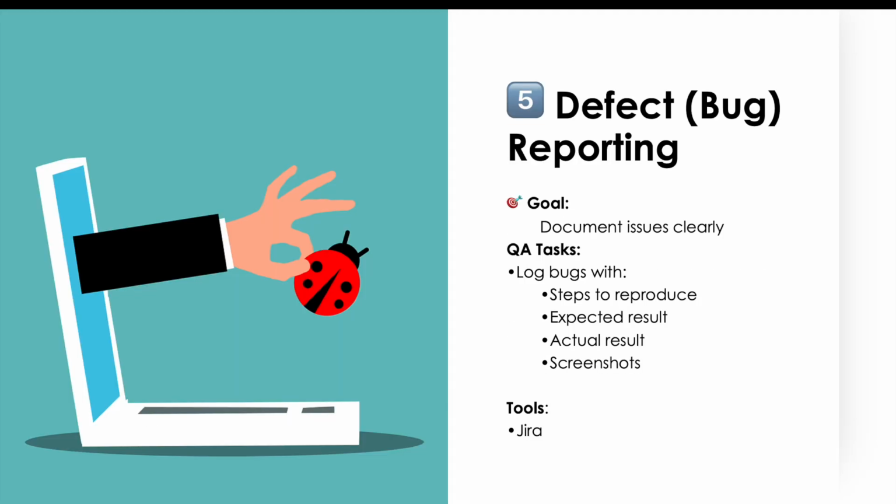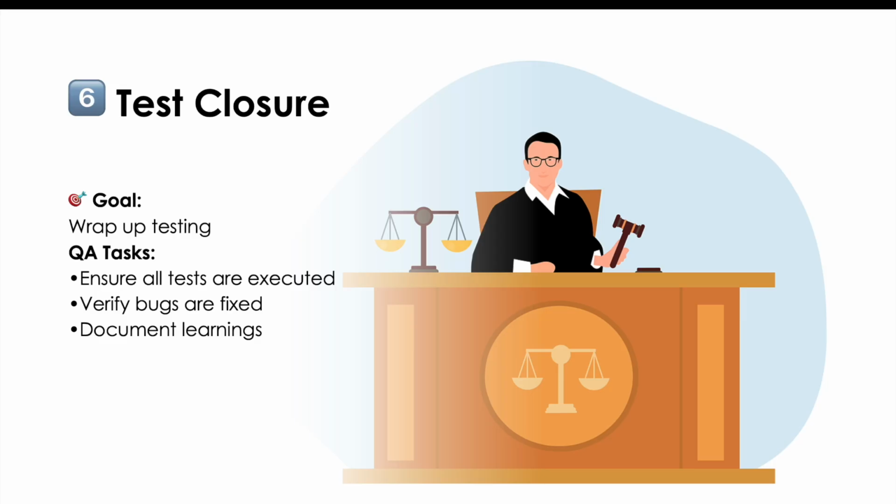Number 5, defect reporting. So this is how you will report the bugs. The goal is to document issues clearly. The QA task: log bugs with steps to reproduce, expected result, actual result, and screenshots. Tools like Jira are used, and we will practice this later on.